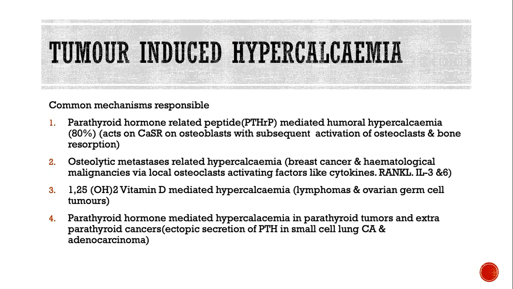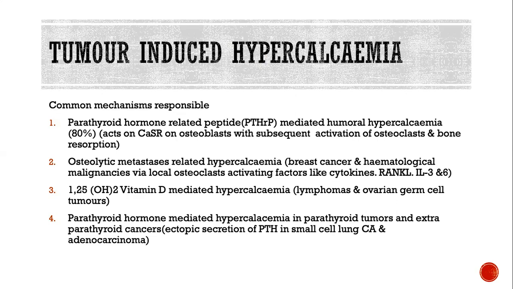So what are the common mechanisms responsible? Parathyroid hormone-related peptide mediated humoral hypercalcemia acts on calcium sensing receptors on osteoblasts with subsequent activation of osteoclasts and bone resorption. Osteolytic metastasis related hypercalcemia occurs in breast cancer and hematological malignancies via local osteoclast activating factors like cytokines, RANK ligand, interleukin 3 and 6.